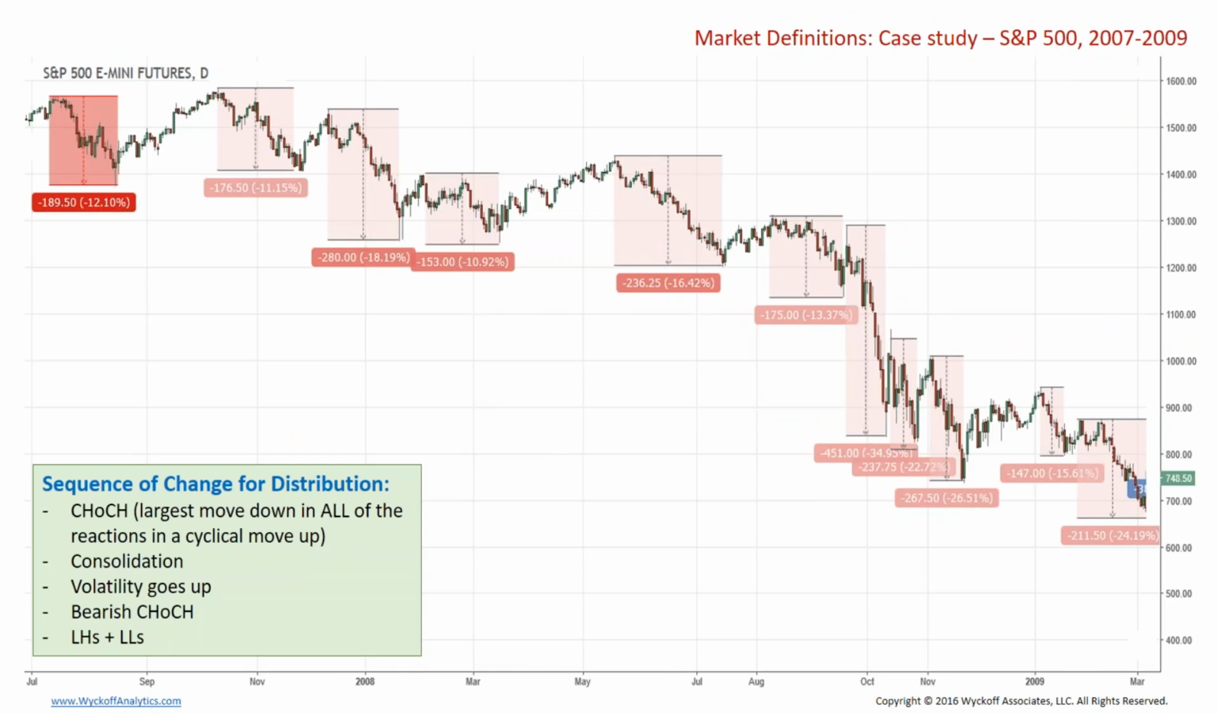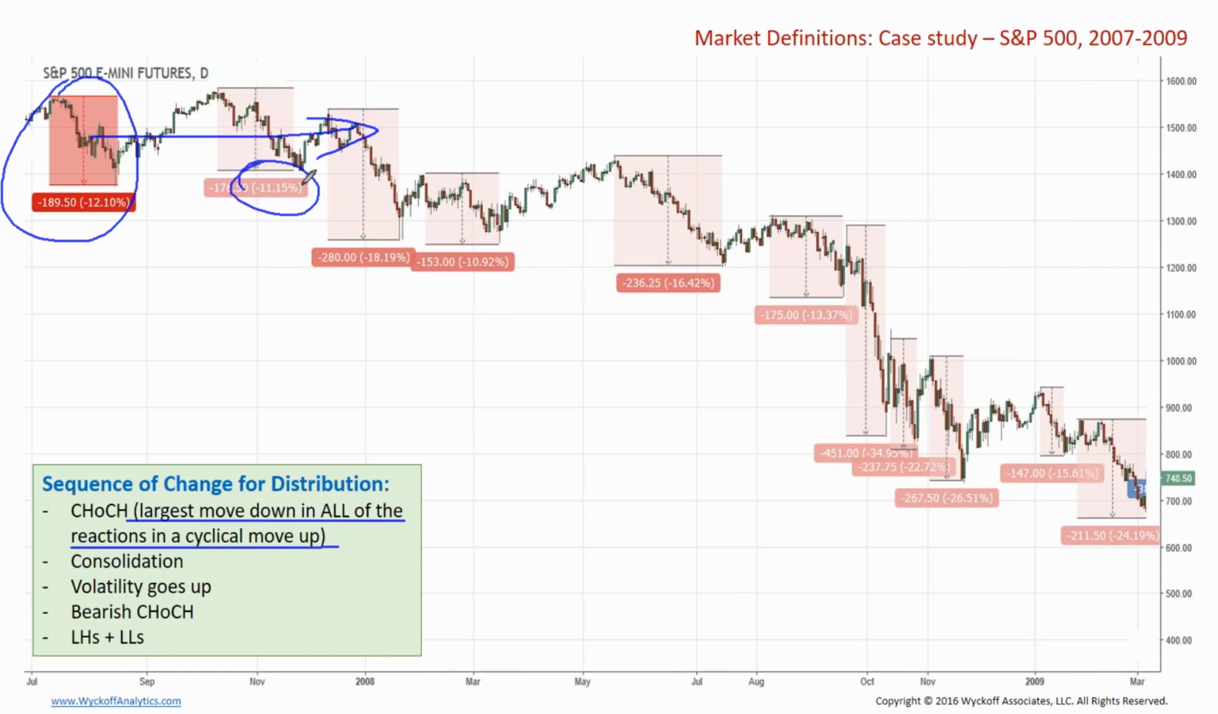And here we go again. It resembles the same picture that we had in 2000 and 2002, right? First change of character, increase of the volatility, largest move down in all of the reactions in the cyclical move up. Then we are having a consolidation. Through this consolidation, we're still having quite high volatility on the way down. That confirms that the increase of volatility suggests a distribution rather than a reaccumulation.